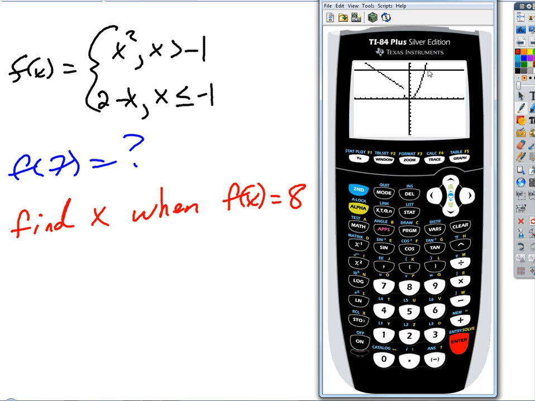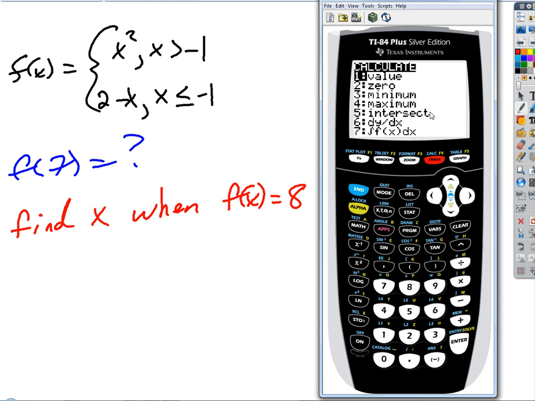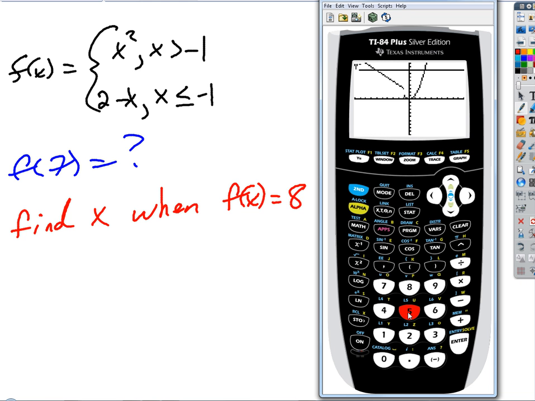So if I want to find this other intersection, remember, here are the steps. I'm going to go second, calc, 5 for intersect. It wants to know, is the first curve y1? Yes. Second curve y2? Yes. So I hit enter twice until I get to the spot where it says yes, and then it puts a question mark there. That's called a prompt. It's prompting me for some information.